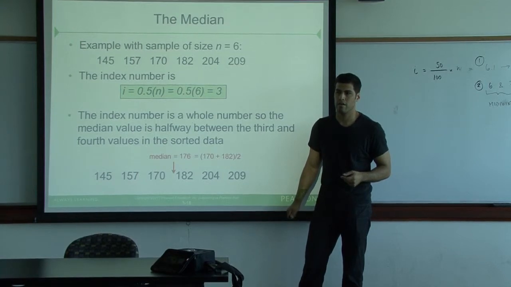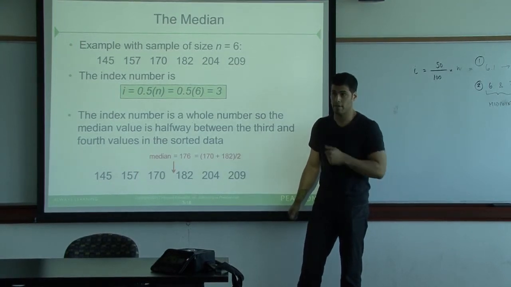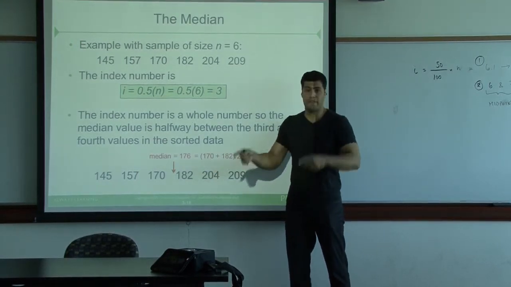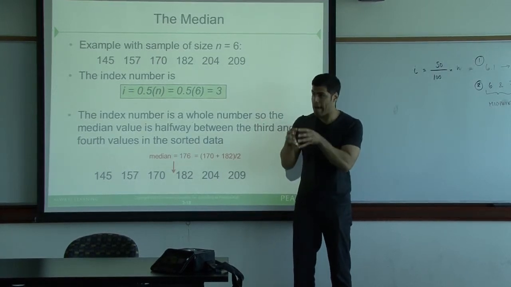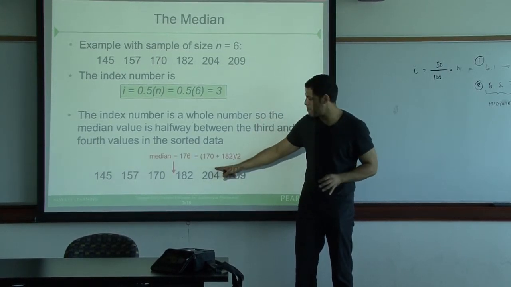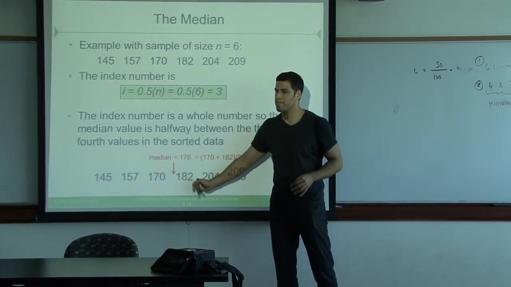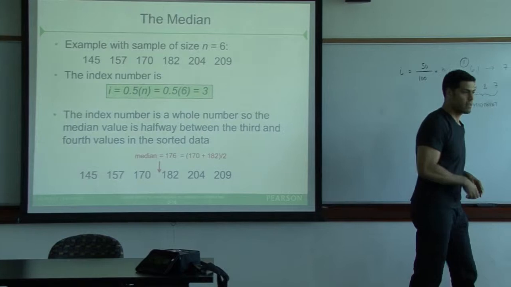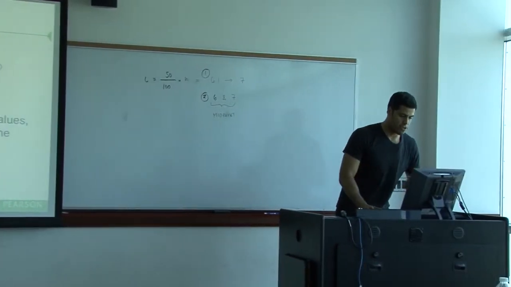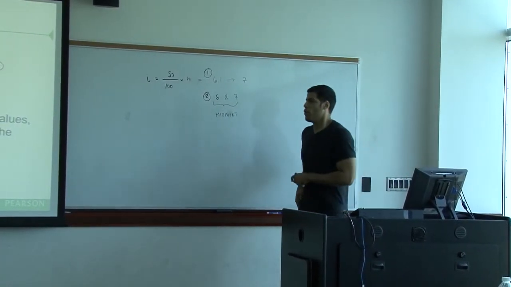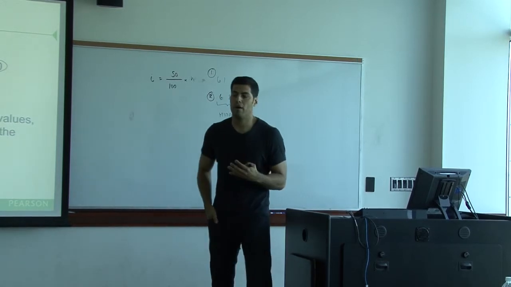Okay? Is that good? Now notice one thing. In the first example, the median was actually a value listed. In this example, the median is not a value listed, right? Because 176 is not in this data set. But that's fine. That's still the median. Okay? Now let's go here to talk about one of the main advantages of the median.